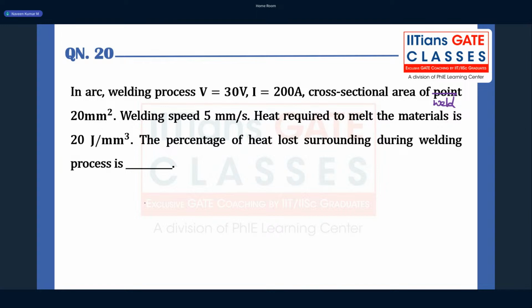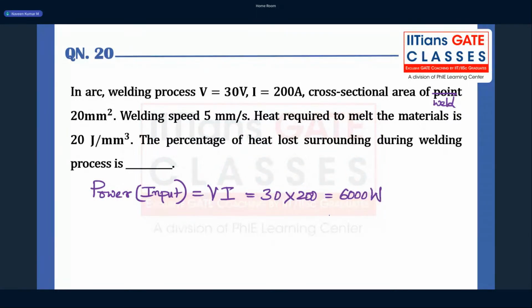So let's find out what is the input that we are giving, the input power. Input is equal to, from our side, voltage into I. Or if you convert V as IR, then it will be I square R. Power, so t is not there. Then we can write this as 30 into 200, which is 6,000 watts. This is power, please remember, and we are writing it in watts.